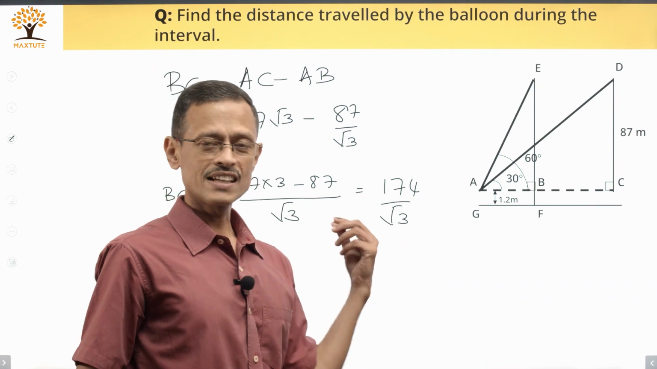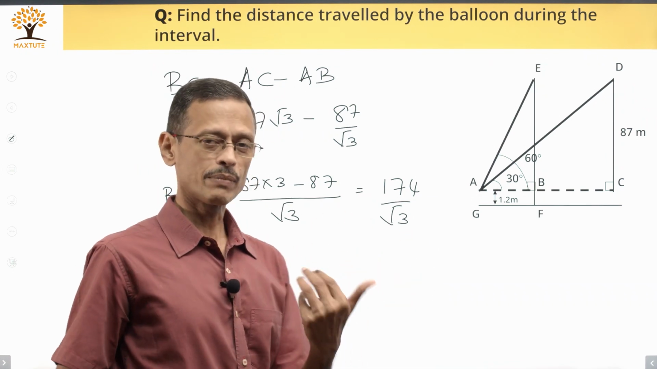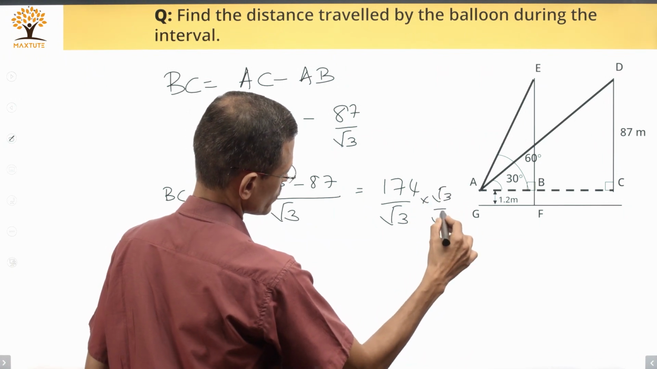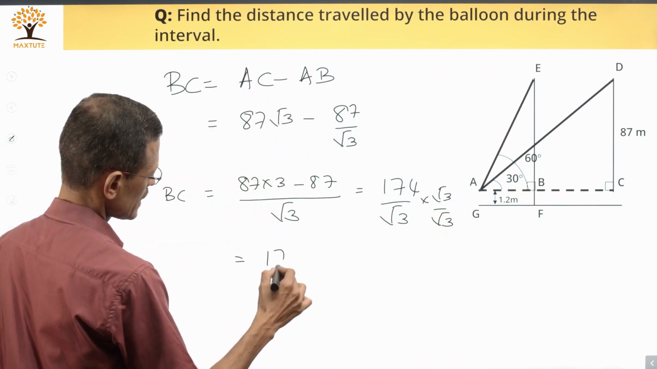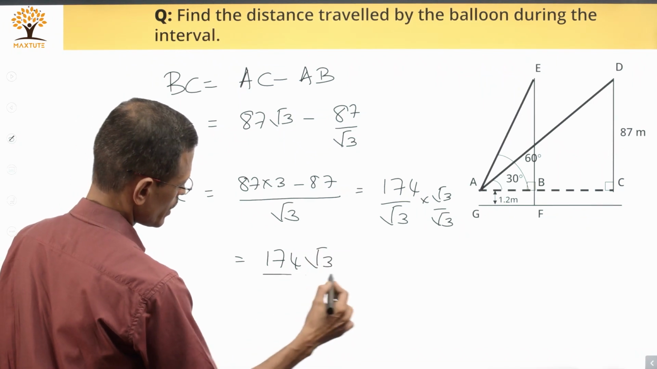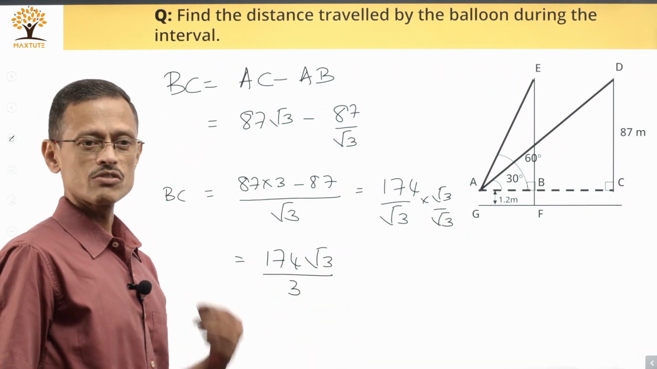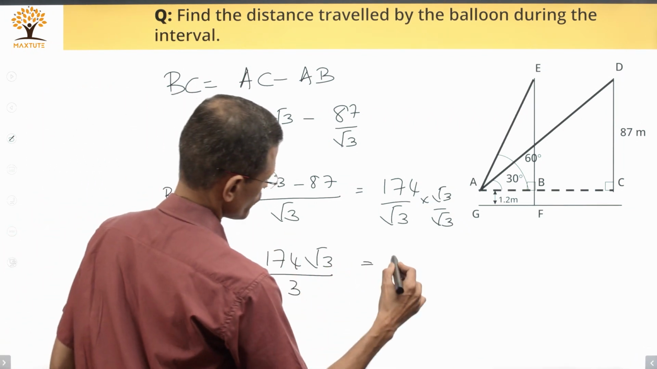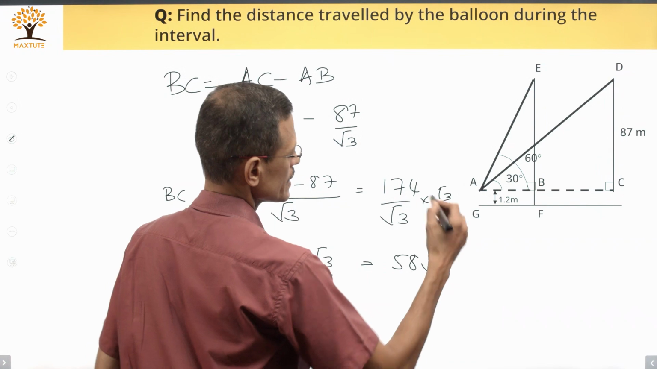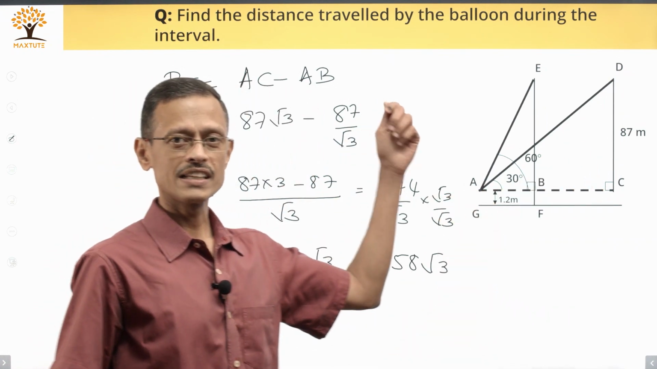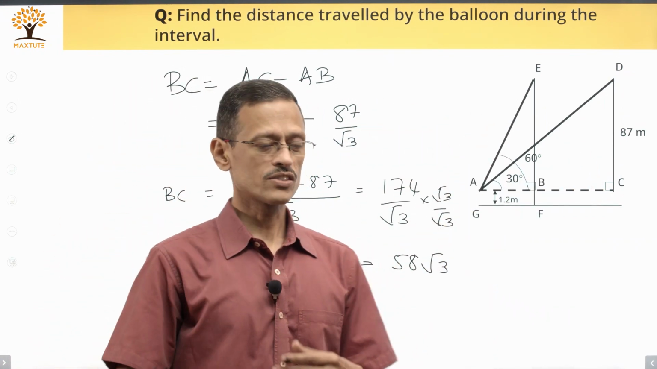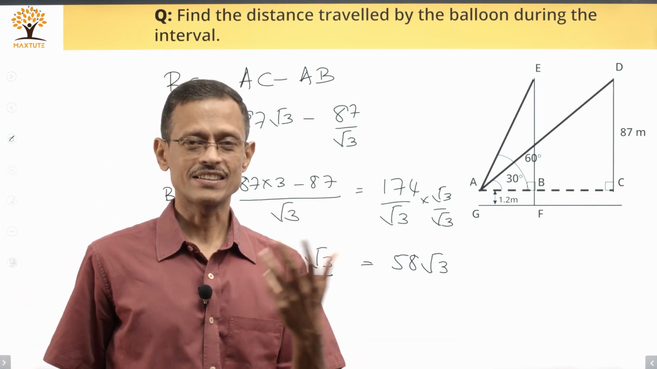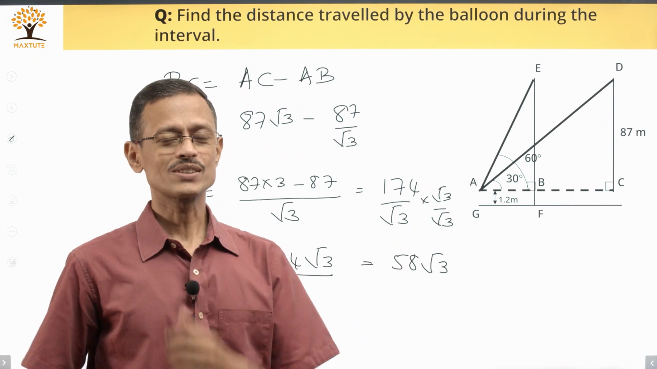We will basically rationalize the denominator. So, we will multiply and divide it by a root 3. So, 174 by root 3, I am going to multiply and divide it by a root 3. So, numerator becomes 174 root 3, denominator becomes 3. 174 is divisible by 3. 60 into 3 is 180. So, 58 into 3 is 174. So, 58 root 3 is the measure of BC, which is the same as ED. So, the balloon has traveled a distance of 58 root 3 meters when the angle of elevation changed from 60 degrees to 30 degrees.